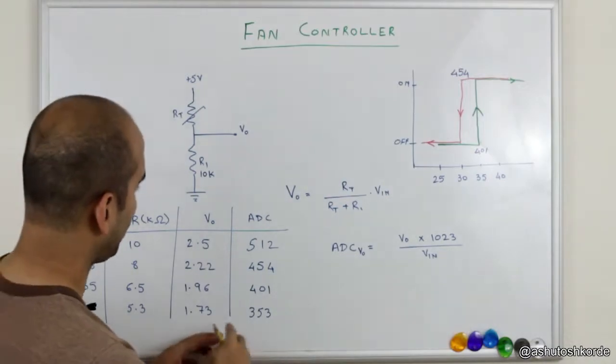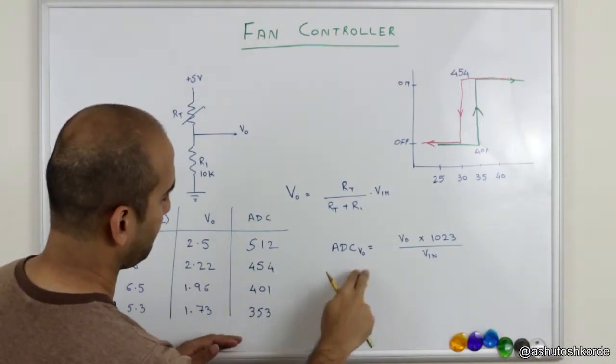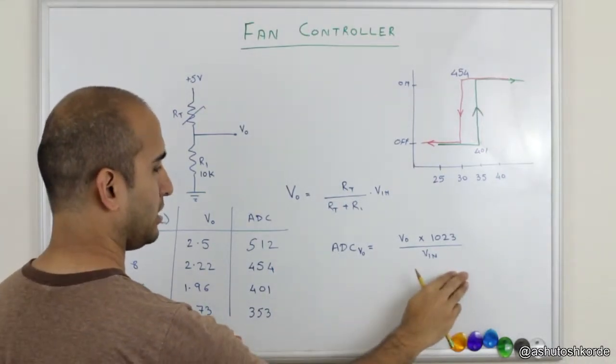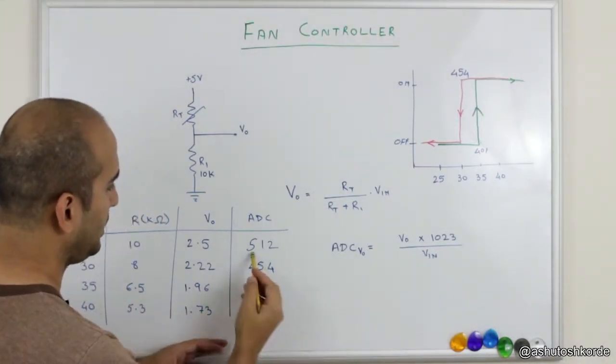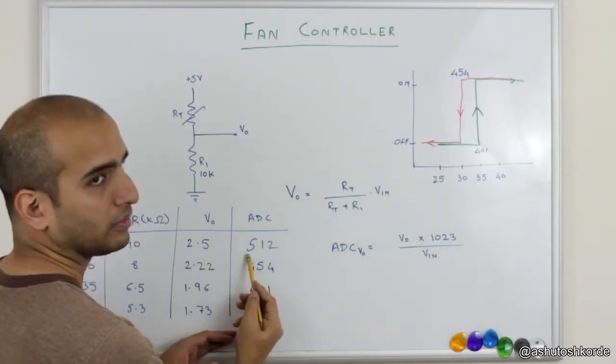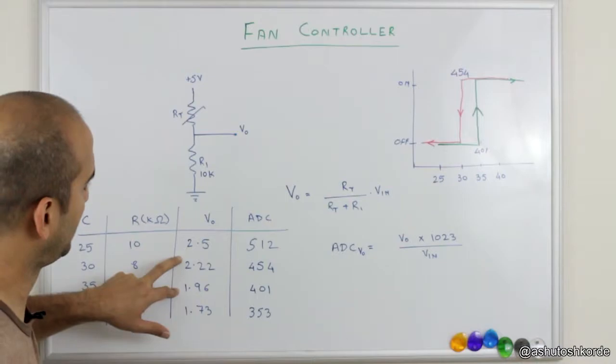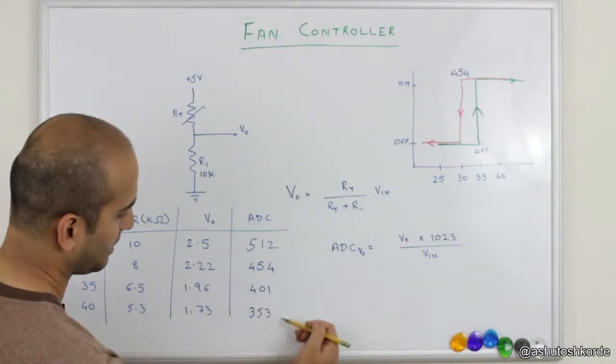What I've also done is I went ahead and used the formula, which is this one here, to get the raw ADC value for a given voltage, and I've calculated that here.